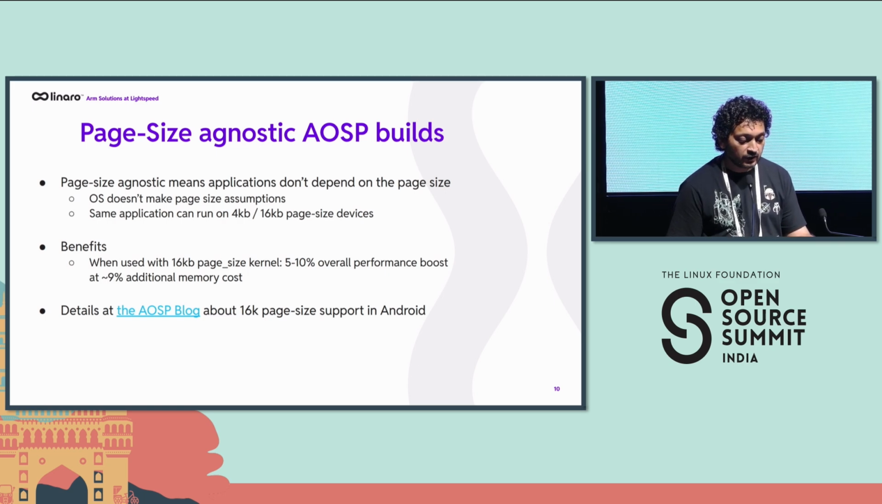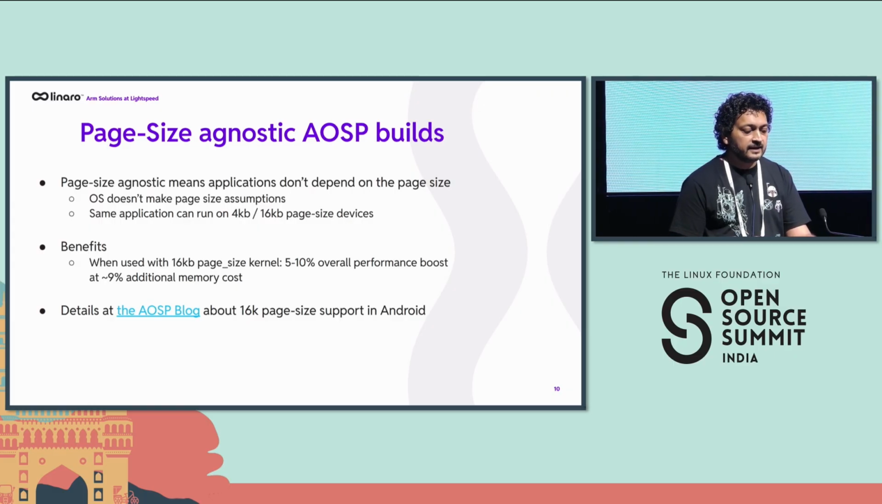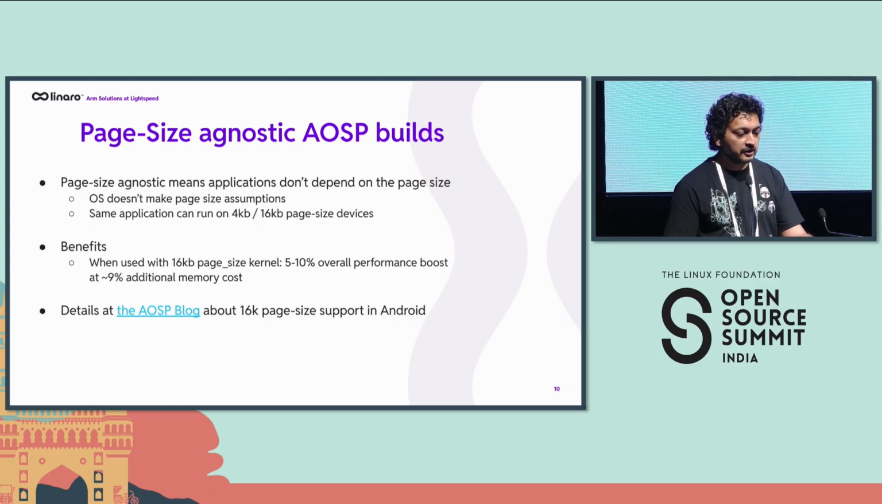16 KB page size AOSP builds report a 5 to 10% increase in overall performance at a 9% additional memory cost. You can check out the technical or non-technical details at the AOSP blog URL that I have posted.